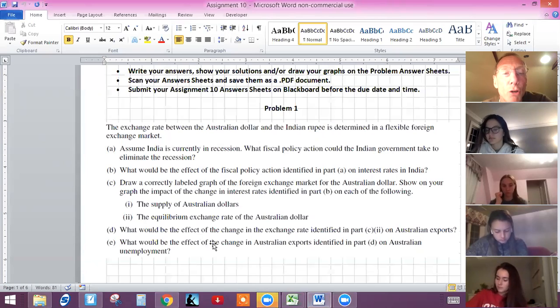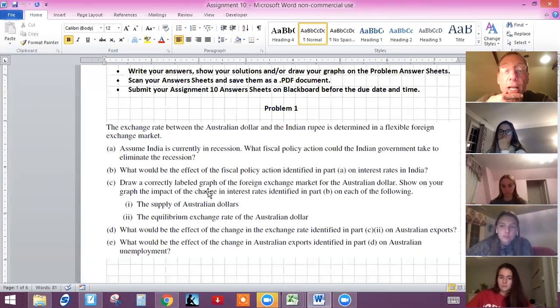Okay, C. We want to draw a correctly labeled graph of the foreign exchange market. Now this is the one you actually have to draw, okay? For the Australian dollar, showing on your graph the impact of the change in the interest rates identified in part B on the supply of Australian dollars and the equilibrium exchange rate of the Australian dollar.